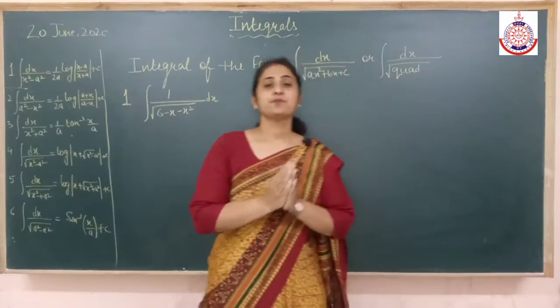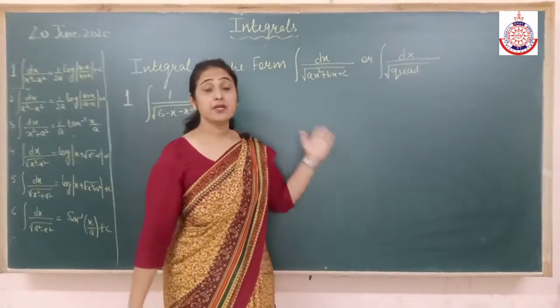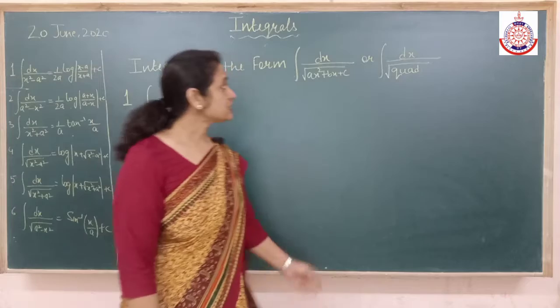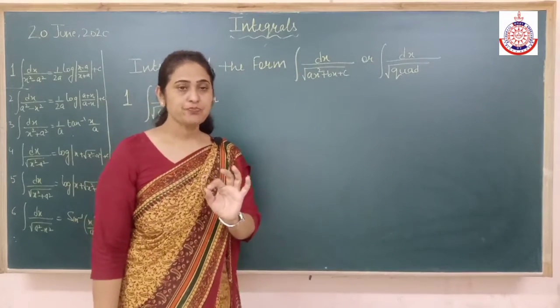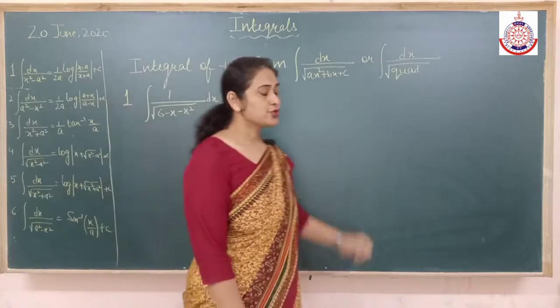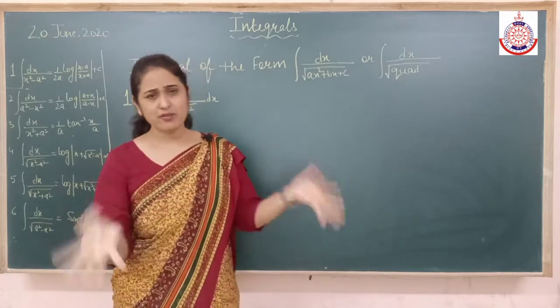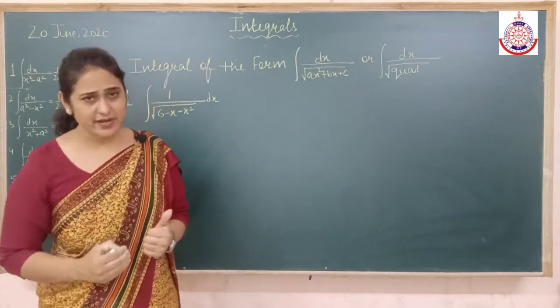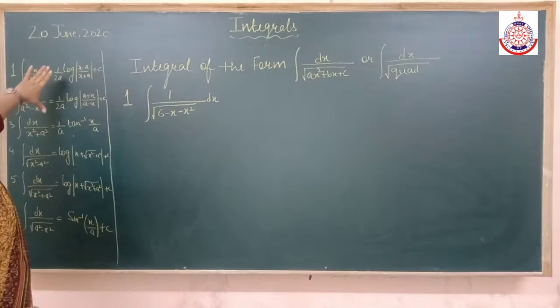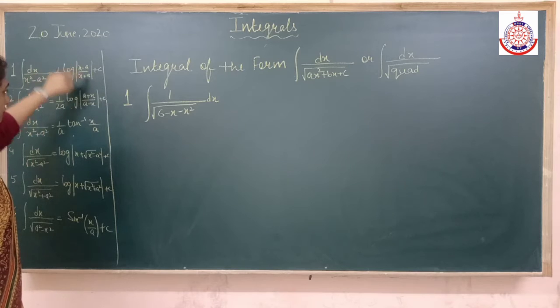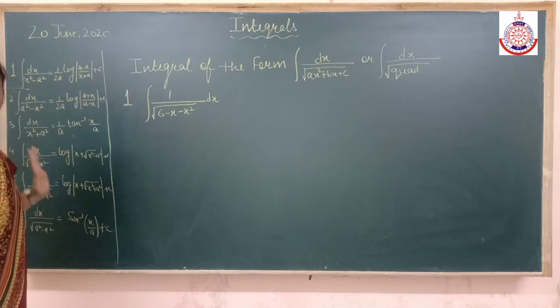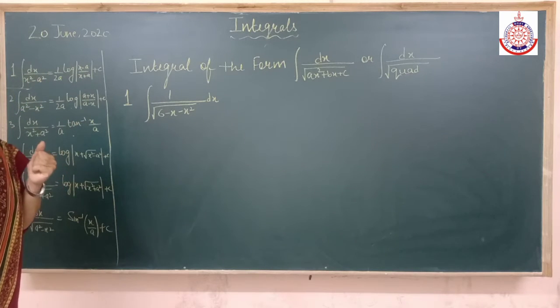Namaste students. Let's start with our next form, that is dx upon the quadratic in under root. Quadratic in under root. Alright. No difference. We did 1 upon quadratic, that falls under which we did 1 upon quadratic. They were where we were using these three formulas. Is it clear? The procedure remains same.